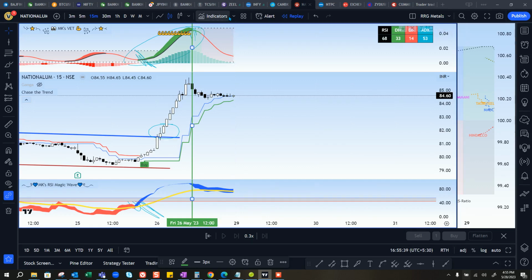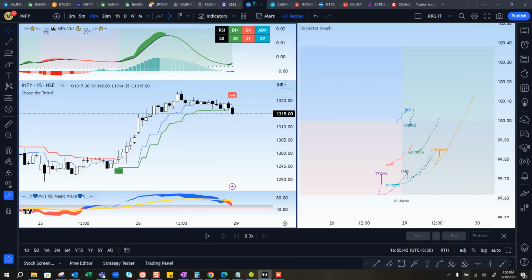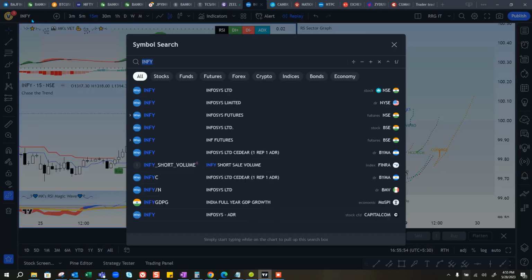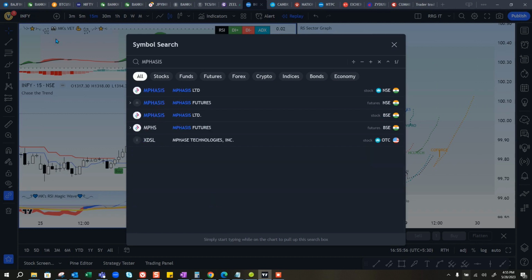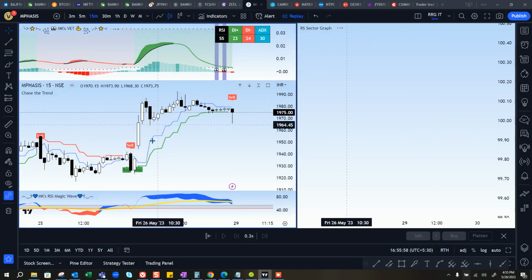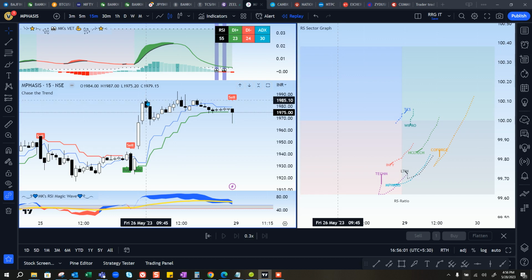Now after this, what we also saw, the IT sector was coming in. Now within IT, there were a couple of stocks like Emphasis and Infy, TCS. TCS went on in the last. Okay, so you can see some of the stocks that were also moving on Friday. Emphasis, a big candle, the big candle.